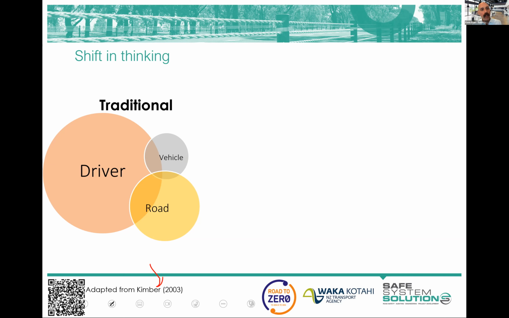And what they come out with pretty much every time, and have for the last 50 years, is that driver or road user error, it just happened Kimbler was only doing drivers, but you could say road user error, is somewhere around 90% of crash causation. The road, a small amount, some of that overlaps, and vehicles are an even smaller amount.